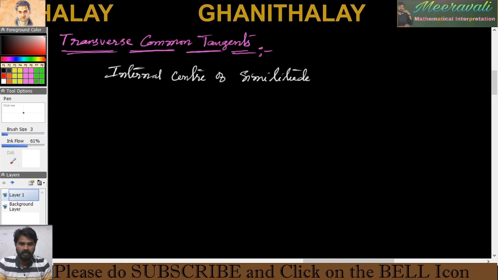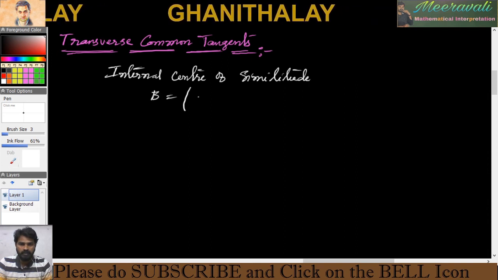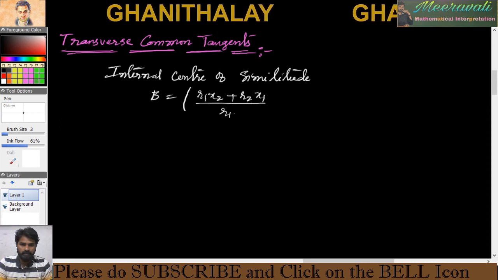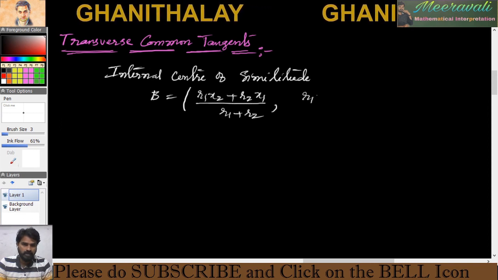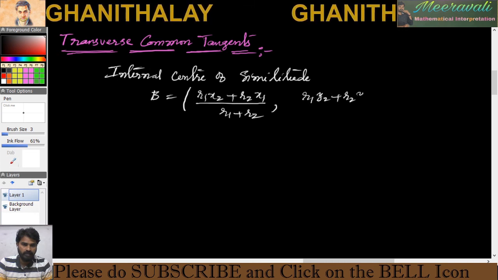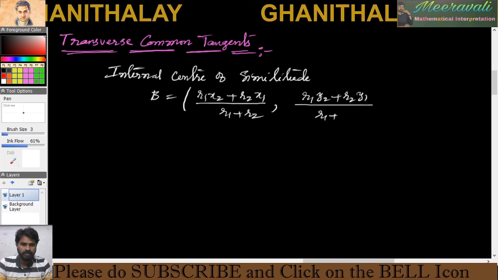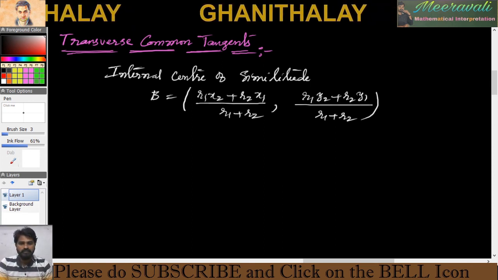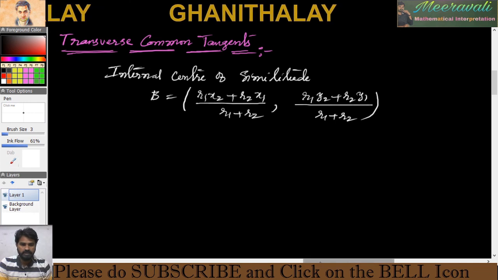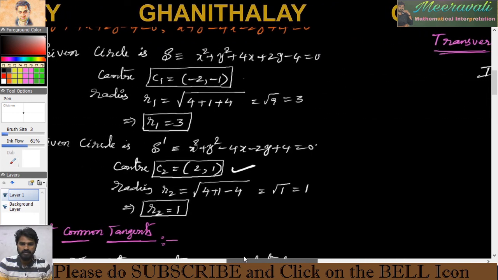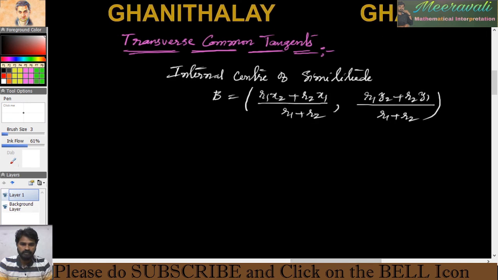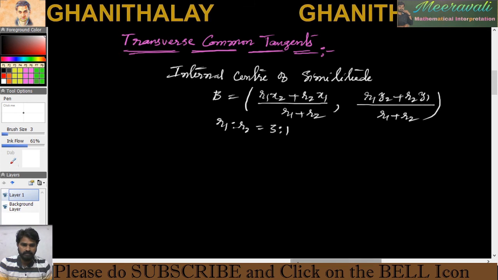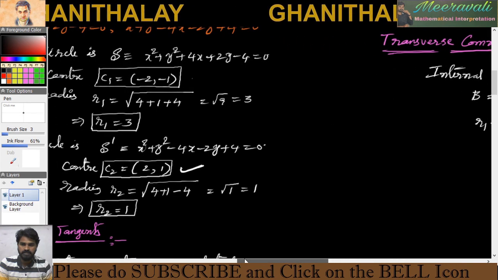The internal center of similitude has the formula, let it be b. Now the formula is (r1 x2 plus r2 x1) by (r1 plus r2), (r1 y2 plus r2 y1) by (r1 plus r2). So this is the internal center of similitude. Here r1 is the radius of the first circle and r2 the second circle. So r1 is 3, r2 is 1. So r1 is to r2 means 3 is to 1.